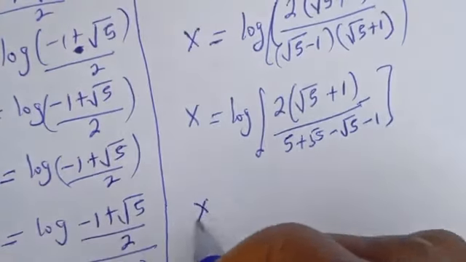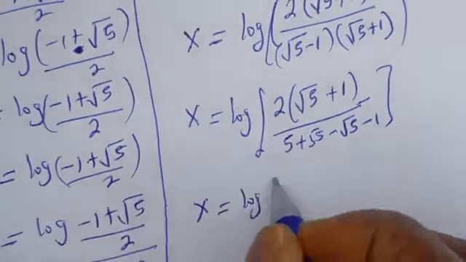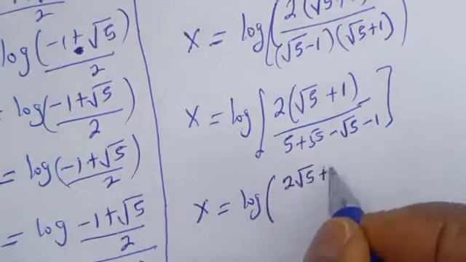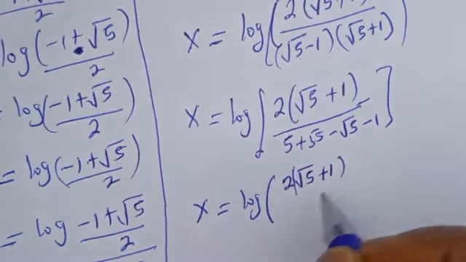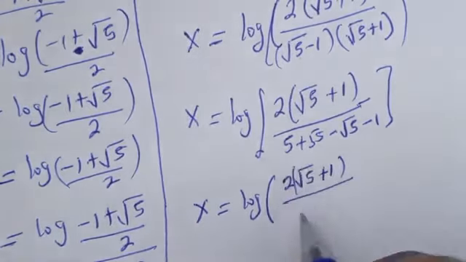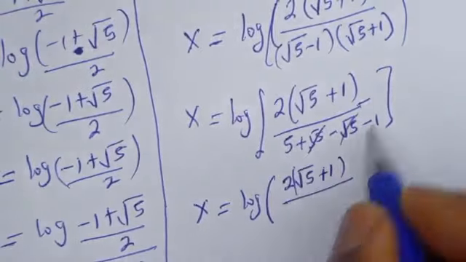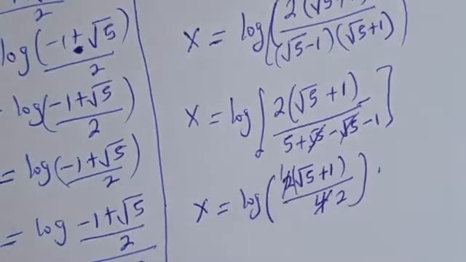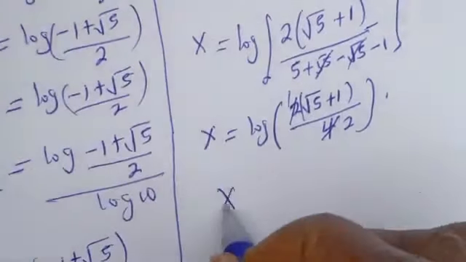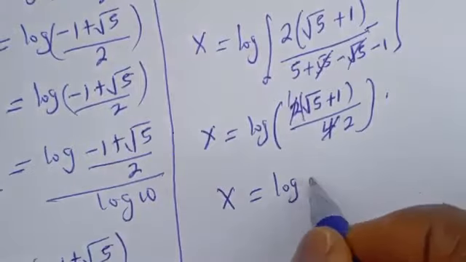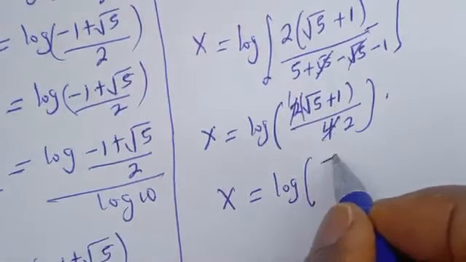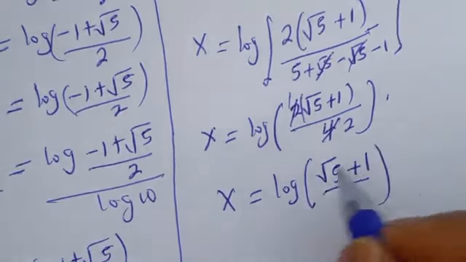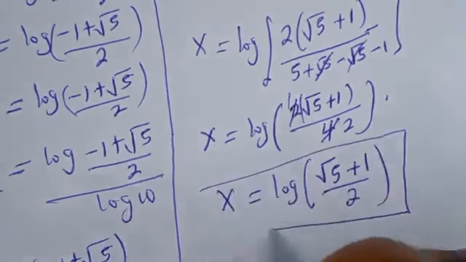Now s is equal to log of 2 root 5 plus 1 divided by, this will cancel this, 5 minus 1, that is 4. Then 2 here 1, 2 here 2. Therefore, s is equal to log of root 5 plus 1 over 2. And this is the final answer.